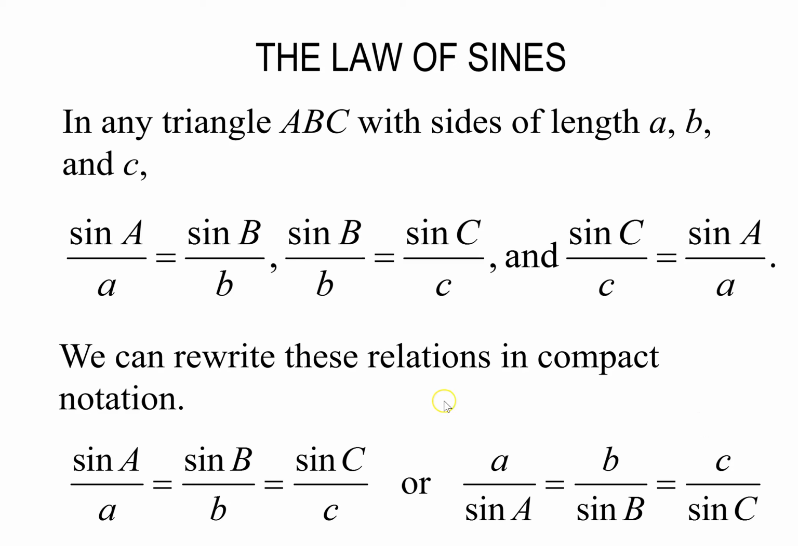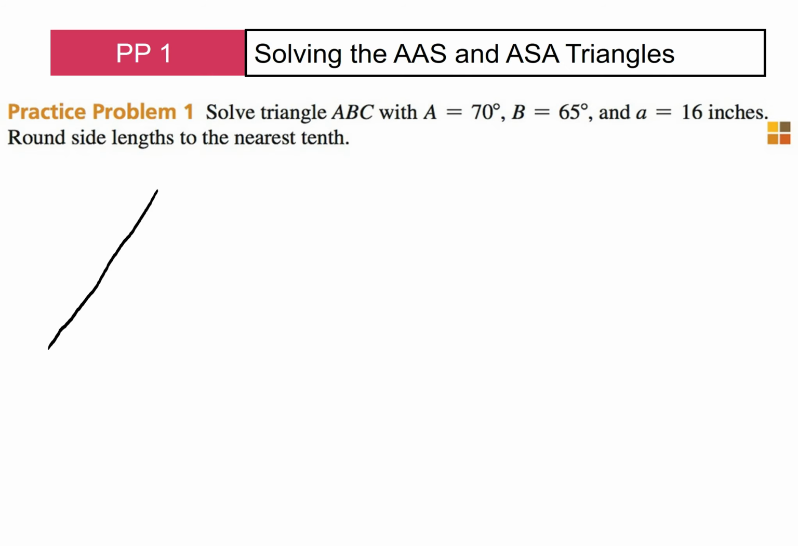So let's go for it. Let's try a problem. Let's see if we can solve this one here. So normally a triangle is labeled as ABC. You go counterclockwise. Not always, but that's the normal one if you want to draw a general triangle. Okay, what do we know? We know angle A is 70, angle B is 65, and then little a is 16.